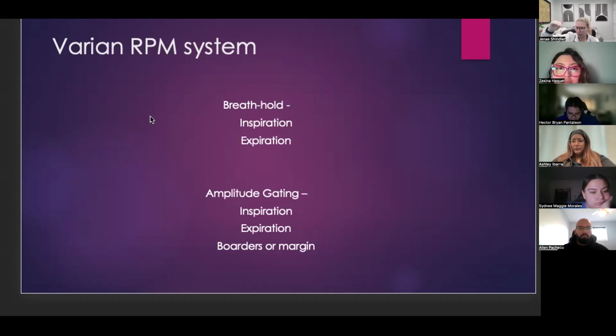Expiration is the opposite. The patient's breathing. I want them to take in a breath, then I want them to blow out. And now when they blow out all of their air, their diaphragm is going to be pushed up because there's less air in their lung, and they're going to hold it there. So you're stabilizing it again.